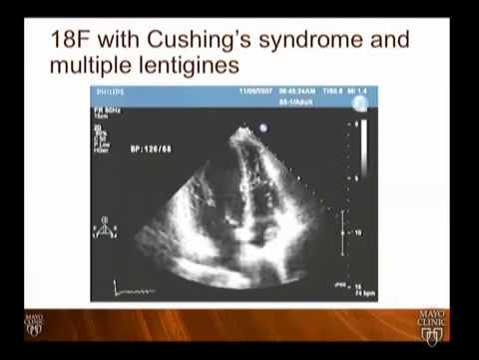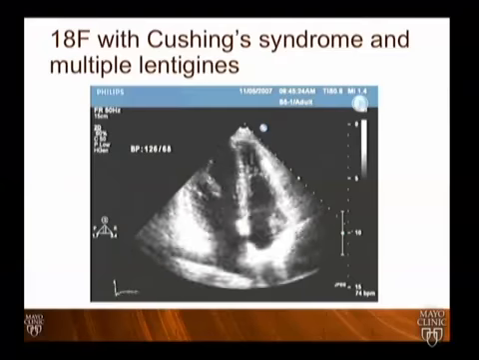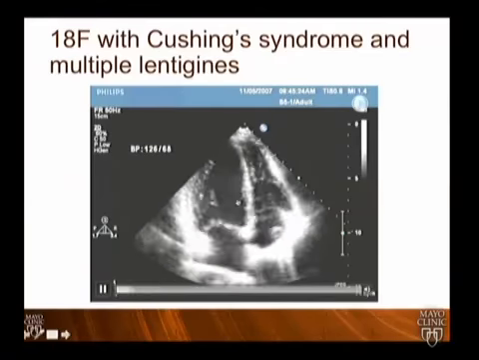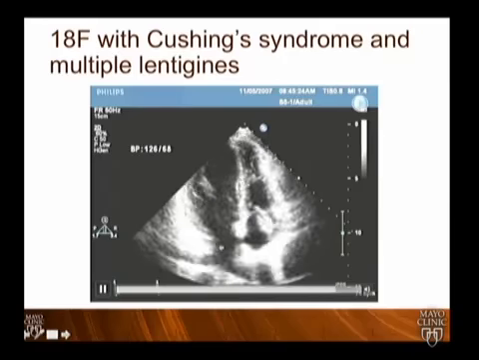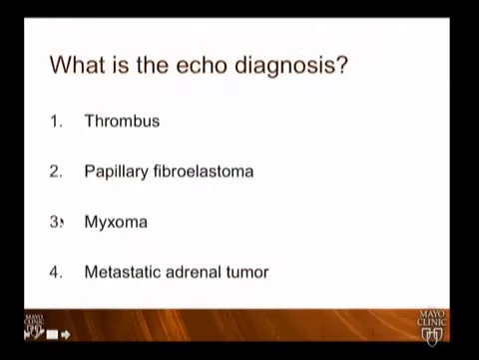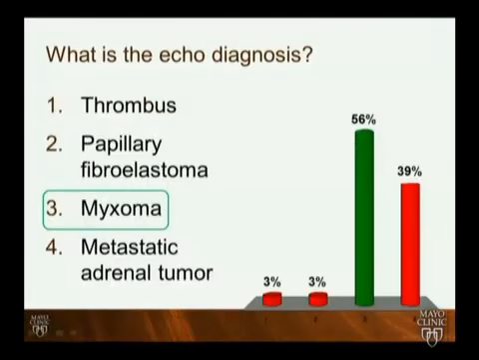First case, an 18-year-old woman with Cushing syndrome and multiple lentigines. So we'll see if you guys were all paying attention. So here's the transthoracic. This is Mayo Clinic format, so right ventricle, right atrium, left ventricle, left atrium. So what do you think the diagnosis is here? Okay, looks like you were all paying attention, or 56% of you were paying attention. The rest thought it was a metastatic adrenal tumor.